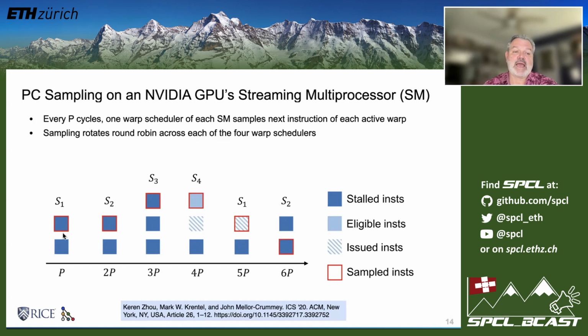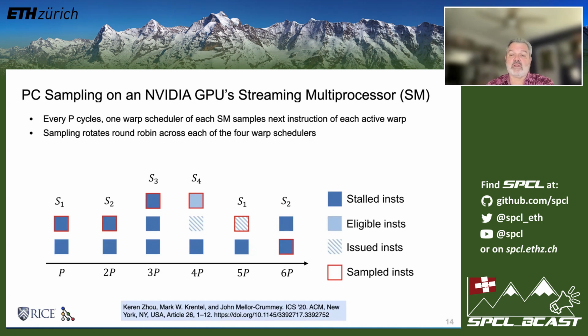What happens is at any point in time, we'll look at the hardware, at the instructions that are on deck for executing, like the next instruction. As it rotates through the warp schedulers, it will pick one of the instructions that are available. It'll look to see if the instruction is stalled, or if the instruction is ready to be issued, or if the instruction is eligible to be issued, but is not issued. Over time, we're going to sample instructions across each of the warp schedulers.